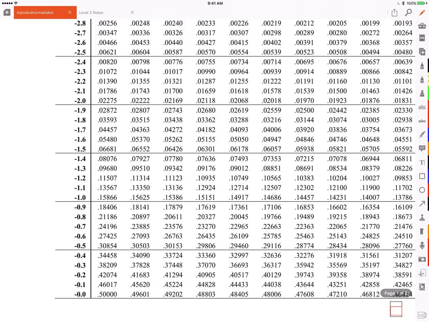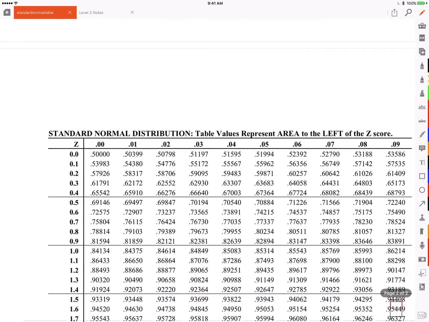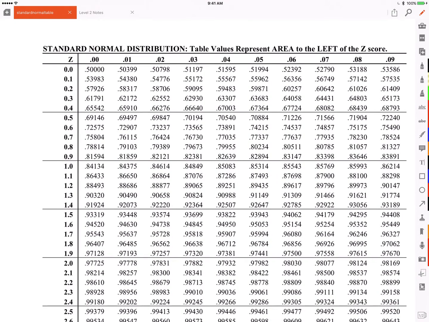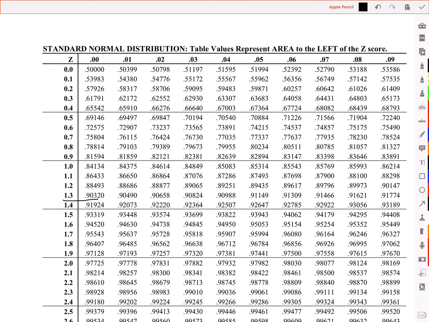So here, these are all negative, so we'll skip that and go to the next page. And we're looking for a Z-score of 1.3. So we go to 1.3, and if you have more decimal places in your Z-score, you would keep going across. So if we're 1.33, we would be here. If it's 1.30, we're here. So what is the probability that we will finish this house in 10 months? Well, that's this 0.90 here. So the probability we would complete the house in less than 10 months is 90%.